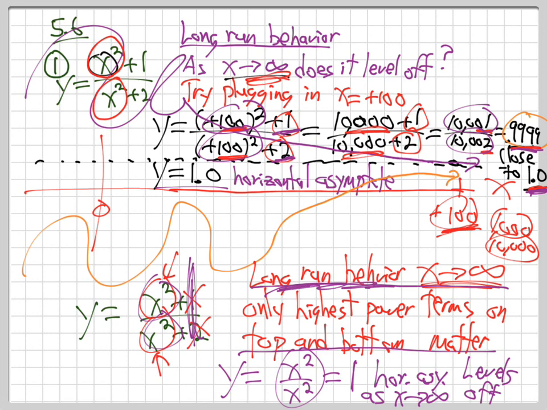Okay, let's try the next one. We're still on number 1, but they have a second question, and it goes like this. It's y equals x squared plus 1 over x cubed plus 2. So now, it's almost the same as the last one, except this is now x cubed.